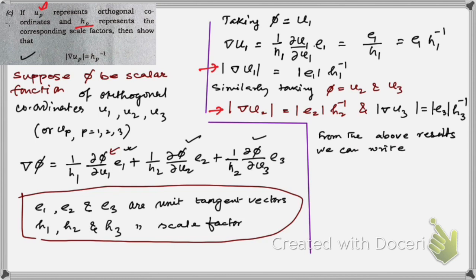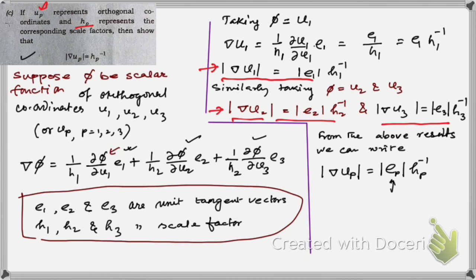so instead of writing three different equations, we can represent these three equations with the help of a single equation, that is grad up is equal to mod of ep hp to the power minus 1. And here you see this is a unit tangent vector, so its magnitude will be 1. Mod of ep means its magnitude, that's going to be 1. So here grad up is equal to 1 into hp to the power minus 1.